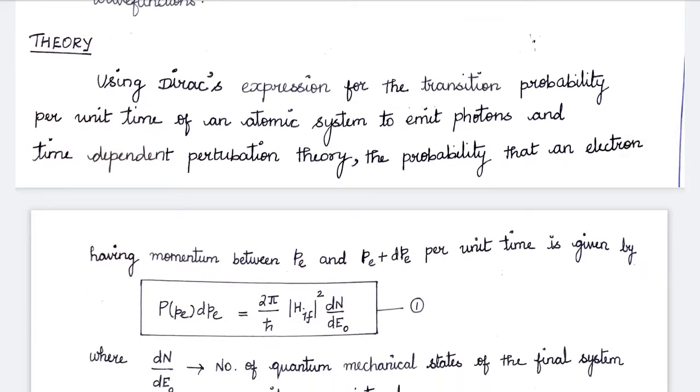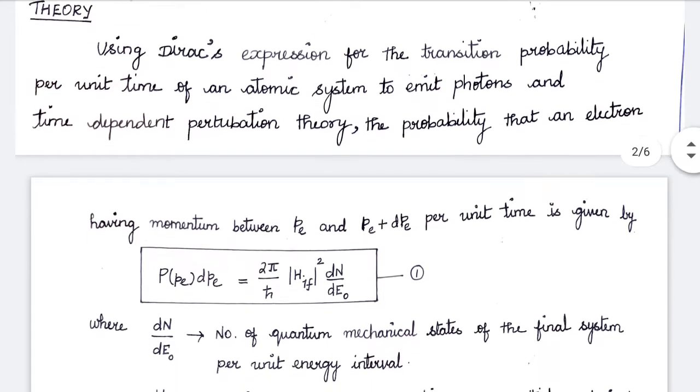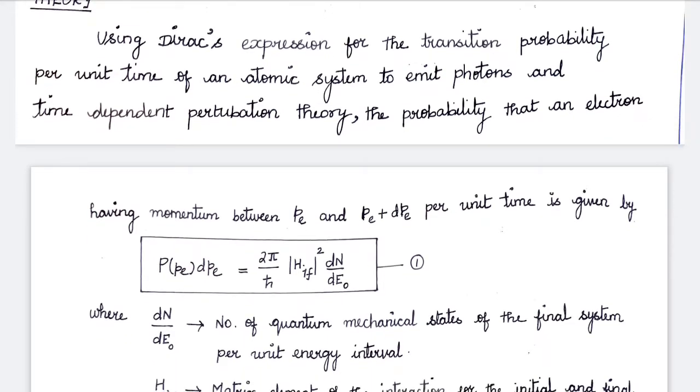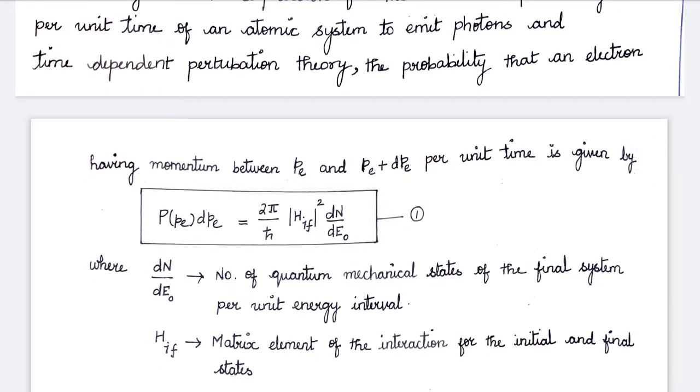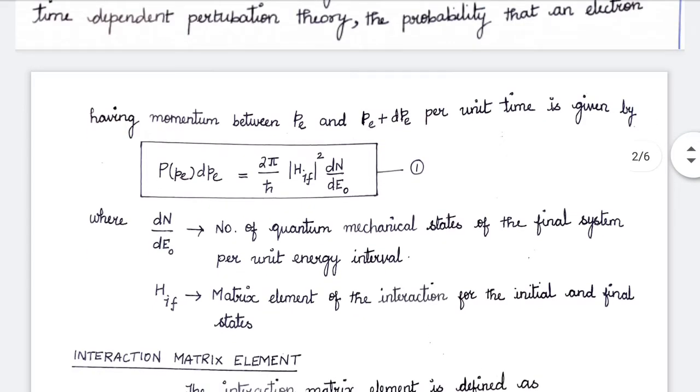So Fermi used Dirac's expression for the transition probability per unit time of an atomic system to emit photons, and time-dependent perturbation theory, to derive his theory. Firstly, the probability that an electron having momentum between pe and pe plus dpe can be emitted in a unit second is given by P(pe)dpe = 2π/ħ |Hif|² dN/dE0.